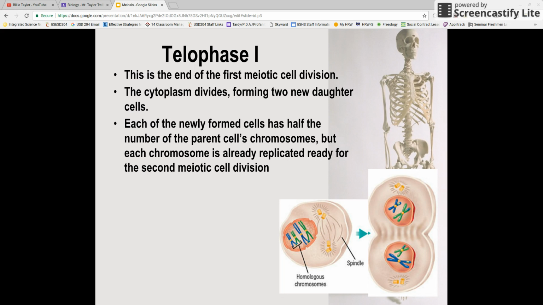The cytoplasm is going to divide, just like in mitosis. It's going to form two new daughter cells. Each of the newly formed cells has half of the number of the parent cell's chromosomes, but each chromosome is already replicated and ready for the second meiotic division. So once telophase I is done, it essentially is going to shift right into the next step here.